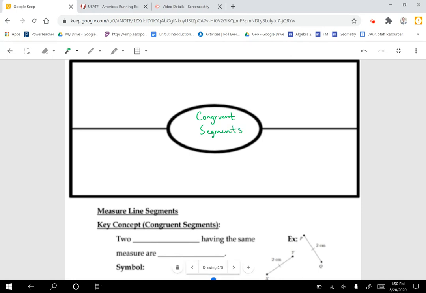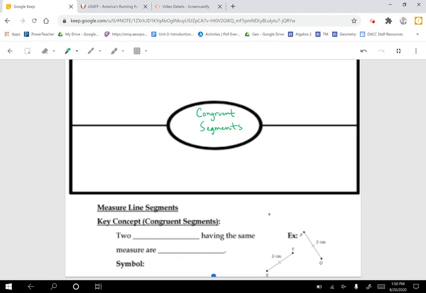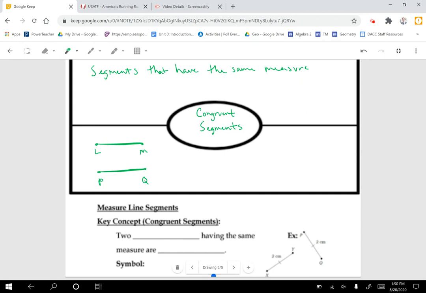And this definition, hopefully a little bit more straightforward, a little bit shorter, honestly. It's just segments that have the same measure. So again, the idea for this is they are exactly the same length. So if we had something like LM and then PQ, if these are exactly the same length, we're allowed to say that they are congruent segments.